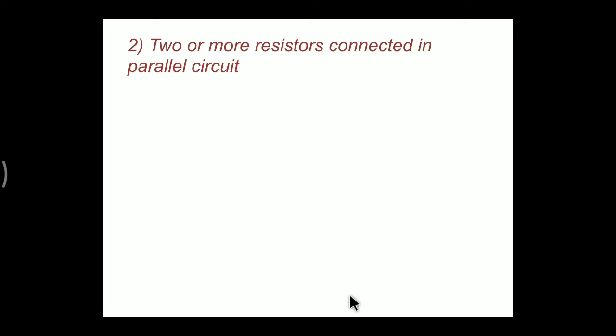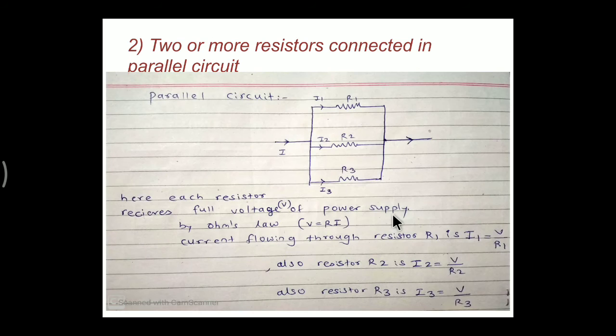This is the condition that we are going to discuss: two or more resistors connected in a parallel circuit. See here, the diagram shows that three resistances R1, R2 and R3 are connected to each other in a parallel manner. Here I is the current entering the circuit. This current I gets divided into three parts, that is I1, I2 and I3. Here I1 current passes through R1, I2 current passes through R2 and I3 current passes through R3.